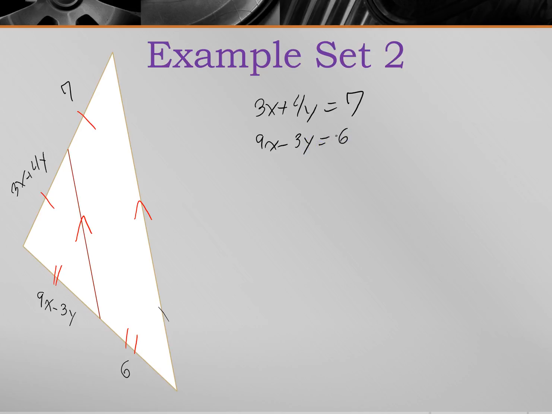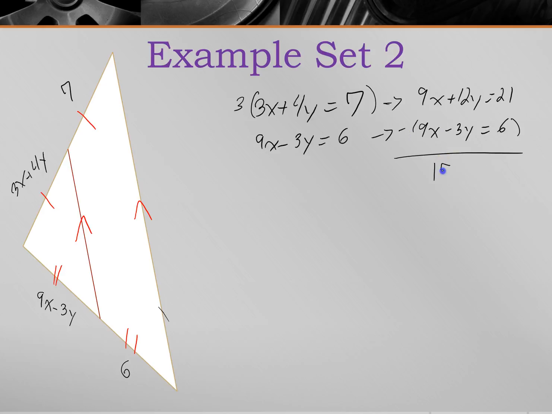Now, to solve this one, I notice that the x's are very similar. If I multiply the top equation by 3, we get 9x plus 12y equals 21. Bottom equation is still 9x minus 3y equals 6. Well, if I subtract our two equations, I can get rid of the x's. 9x minus 9x is 0, cancels. 12 minus a negative 3 becomes 15. Remember, minus negative is positive. 21 minus 6 is 15. Divide both sides by 15.